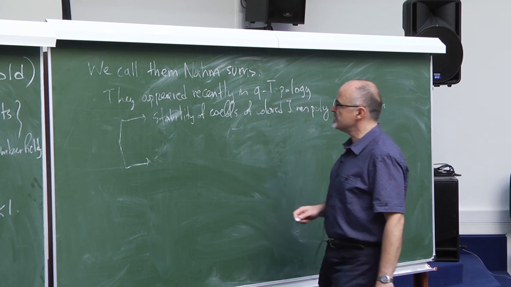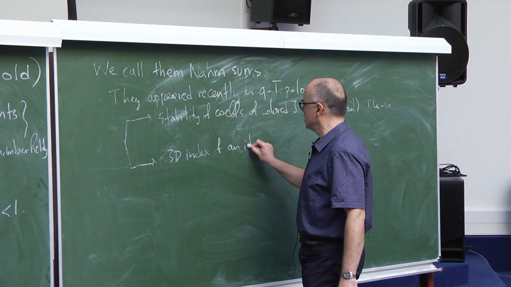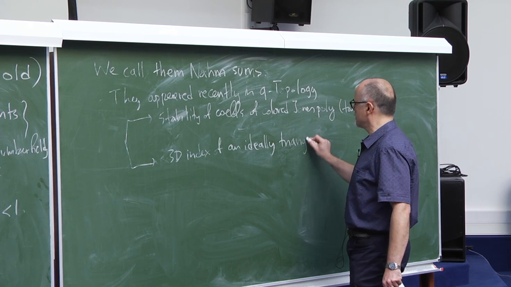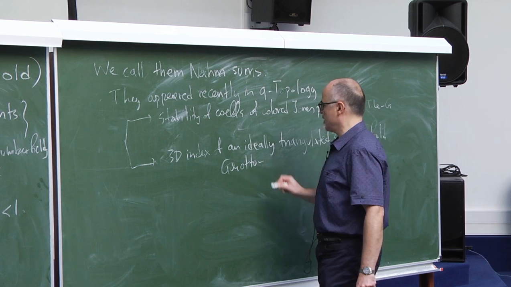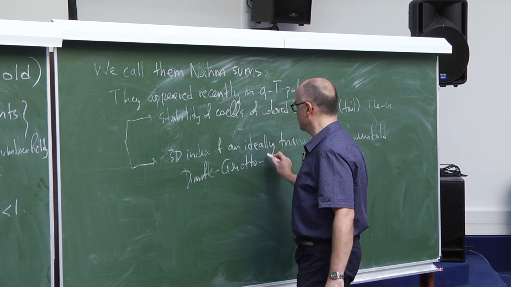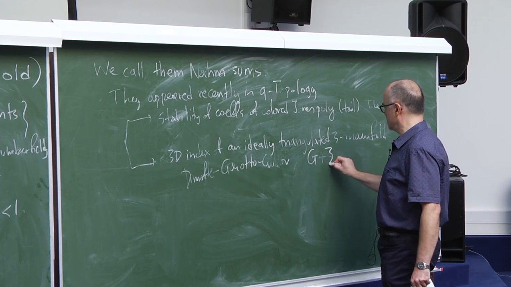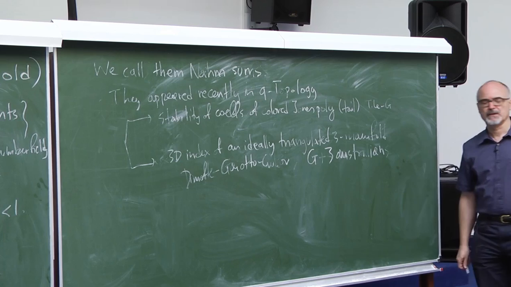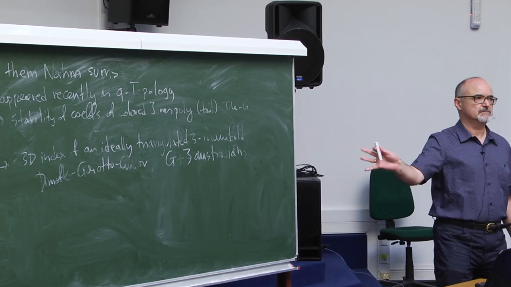Another instance is they appear in something called the 3D index of an ideally triangulated three-manifold in the work of the physicists Dimofte, Gaiotto, and Gukov, and also in some work of myself and three Australians: Hodgson, Rubinstein, and Segelman. Okay. I can tell you later what it means.